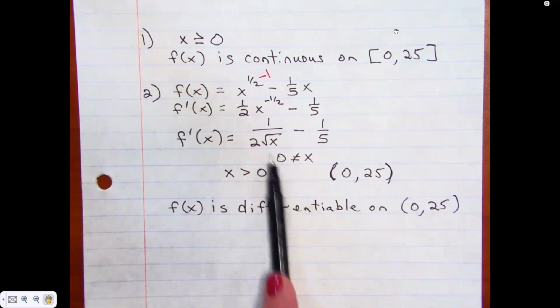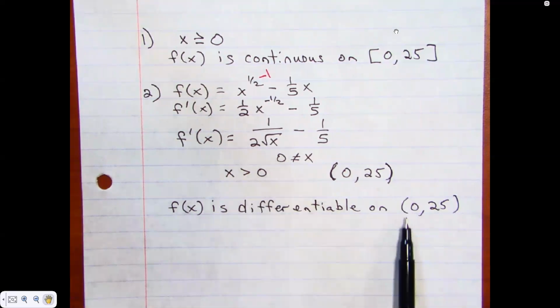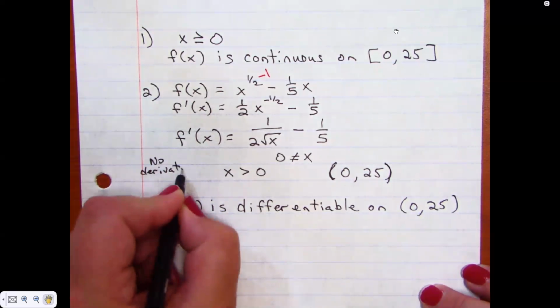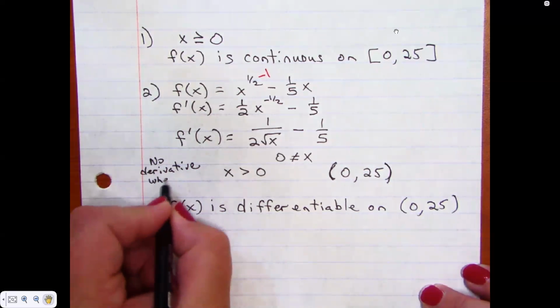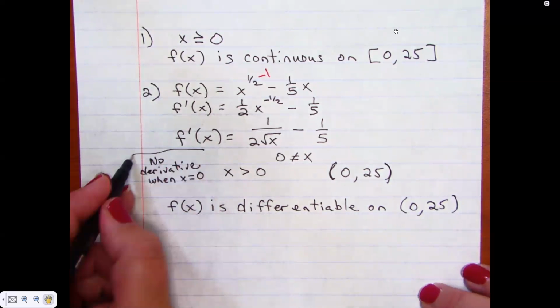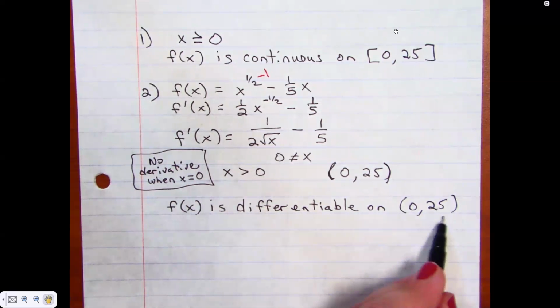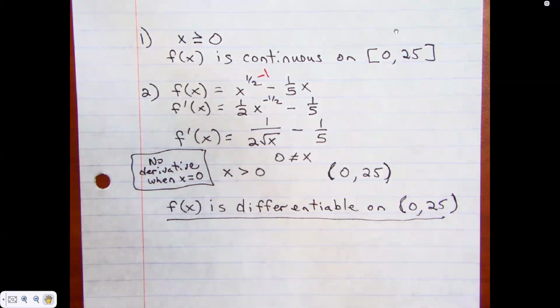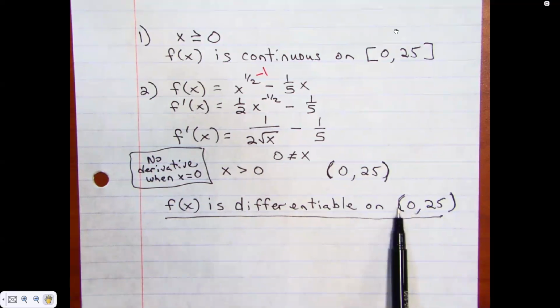I cannot find a derivative at 0, but that's okay. That's exactly what this is saying. As long as it's between 0 and 25, then you're good to go. So we could even write that: no derivative when x equals 0. That's our problem, but it still clears it because it's open. If I couldn't find the derivative when x was 10, we're stopping. But as long as it's at the end point, that's okay.